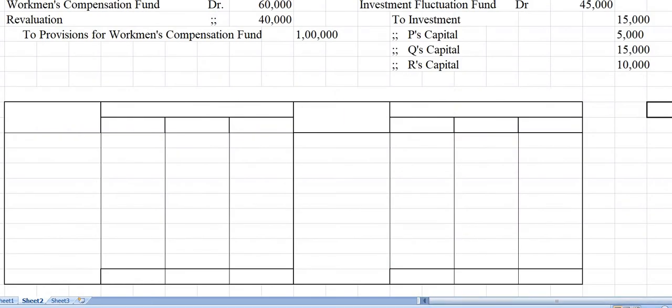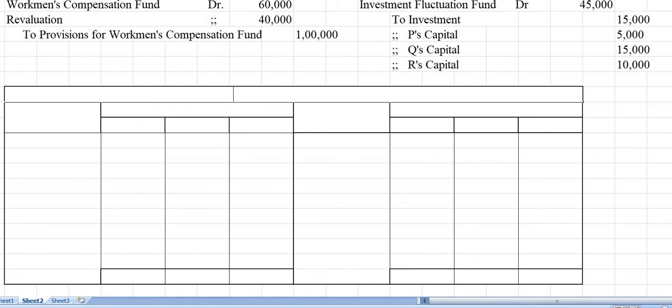Now let us see how to prepare the capital accounts. Capital account of partners. Who are the partners? P, Q and R. So we will write P, Q and R.